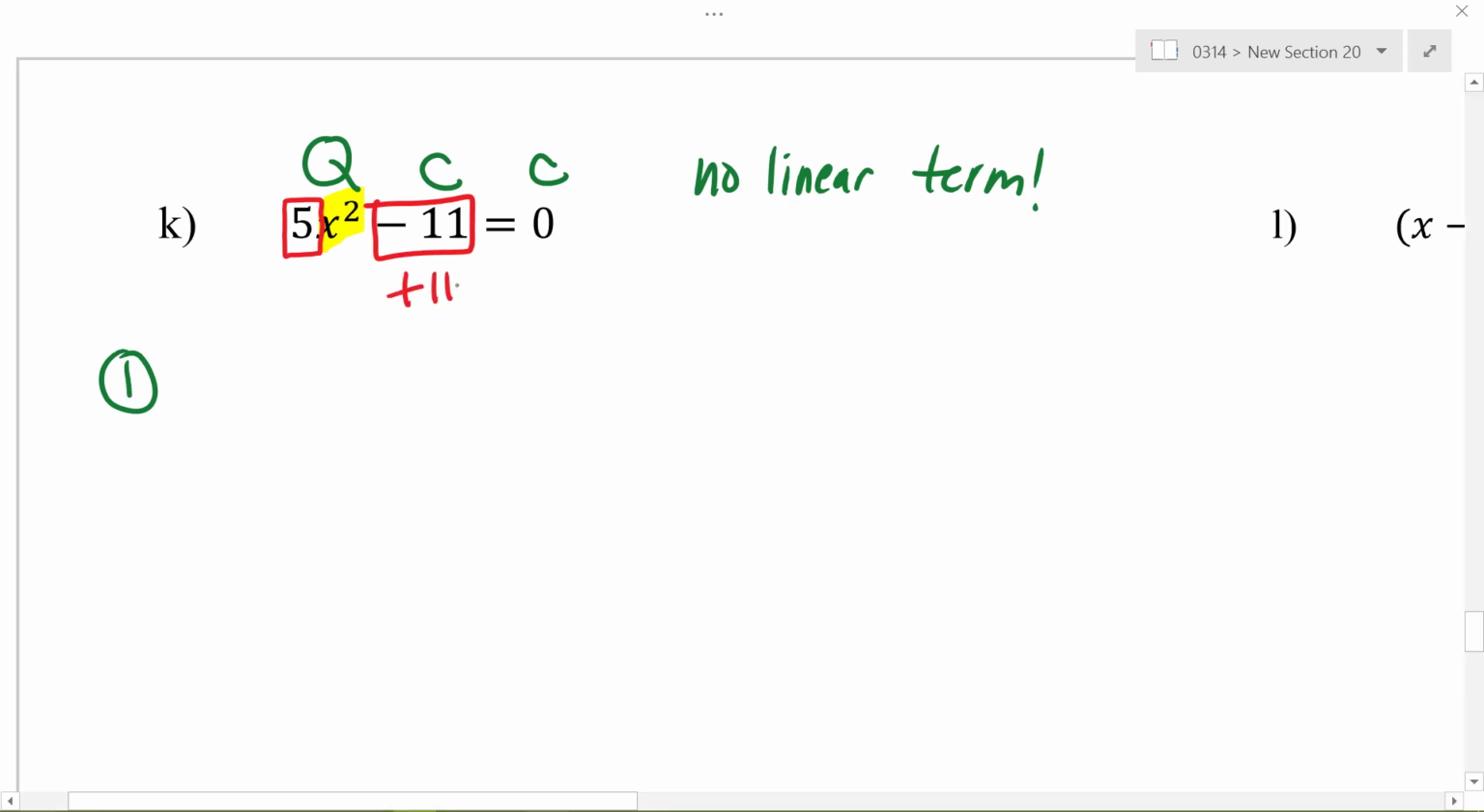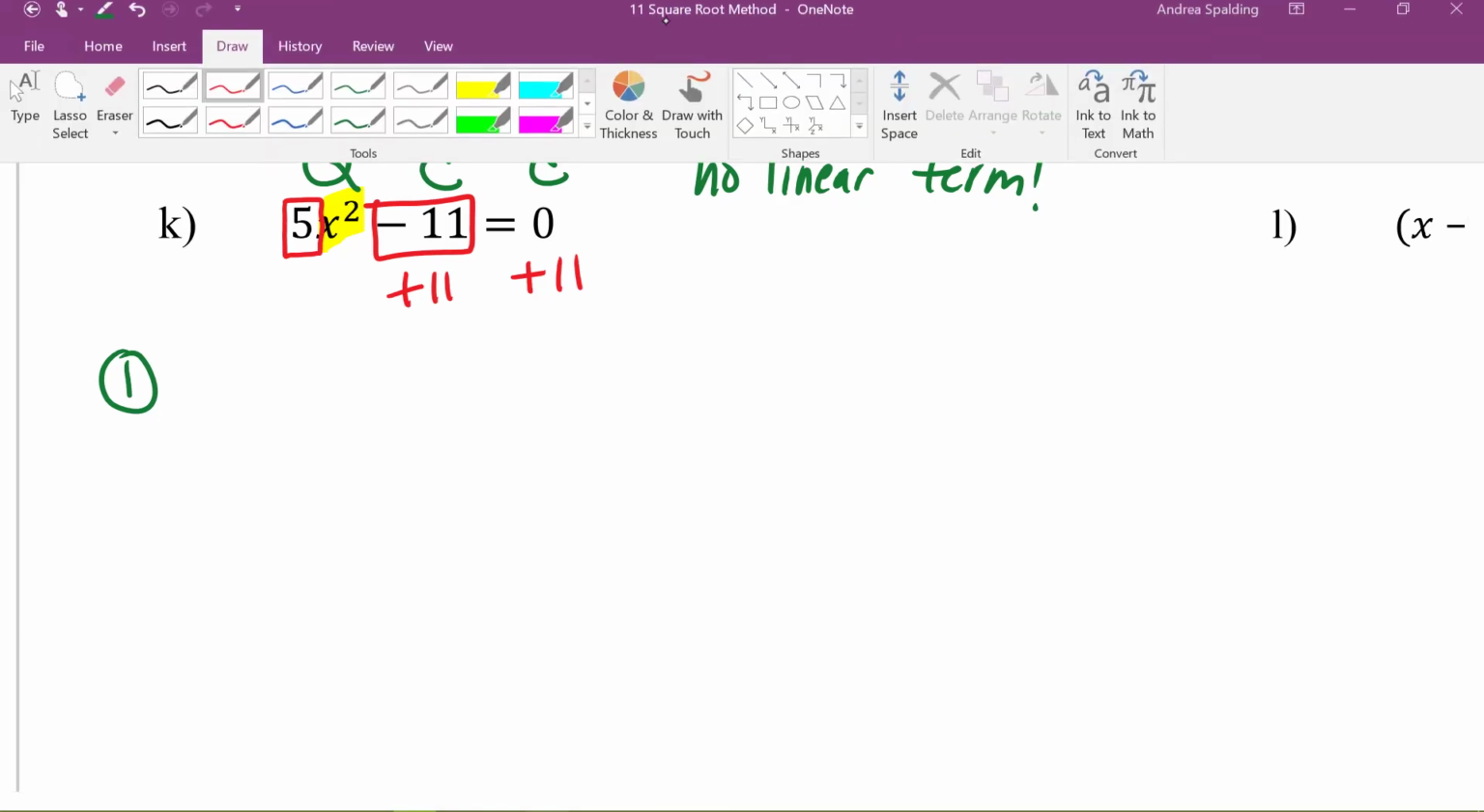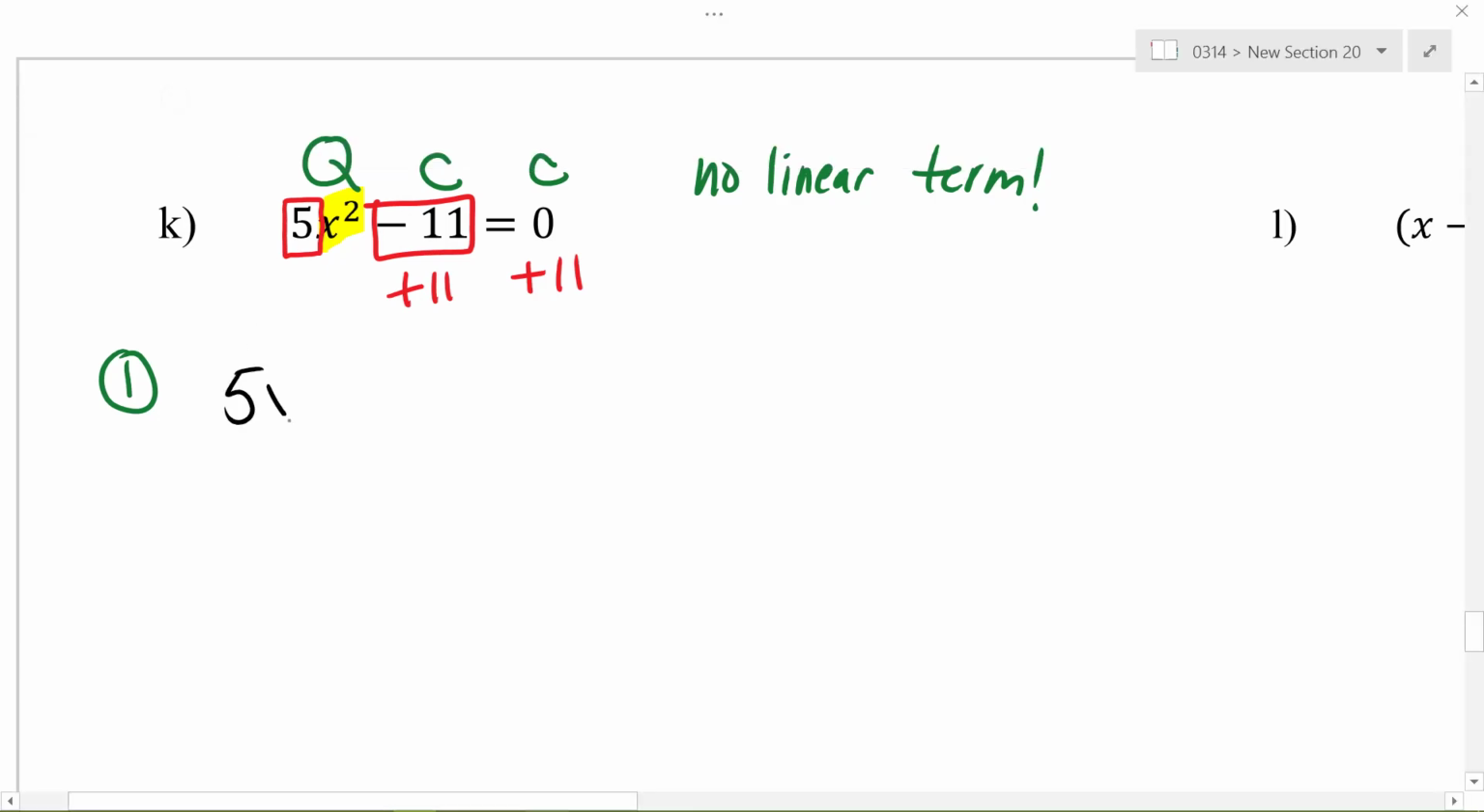So I'm going to add the 11 to both sides. Why am I adding? When I see a negative sign in front of a term, I'm going to do the opposite sign. So I'm going to add 11 to both sides. So we get 5x squared. The 11s are going to cancel out. 0 plus 11, that gives me a positive 11.